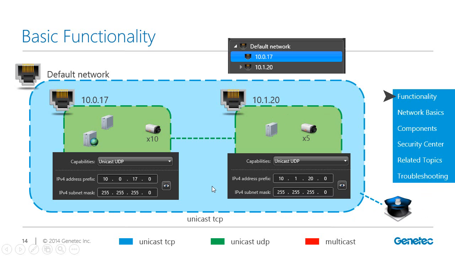I just want to note the color scheme that we're using here. Anything you see in blue here is using unicast TCP, like the client connection coming in over the default network. Anything in green is using unicast UDP, such as the traffic inside the networks here, which is all done in unicast UDP, and the connection between them is unicast UDP as well. And if you see anything in red, that's multicast, so we'll go over that in a little bit.